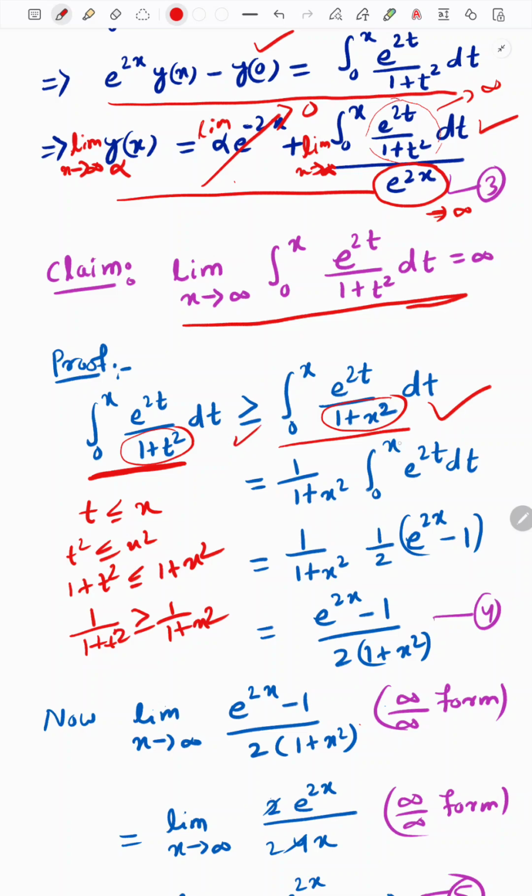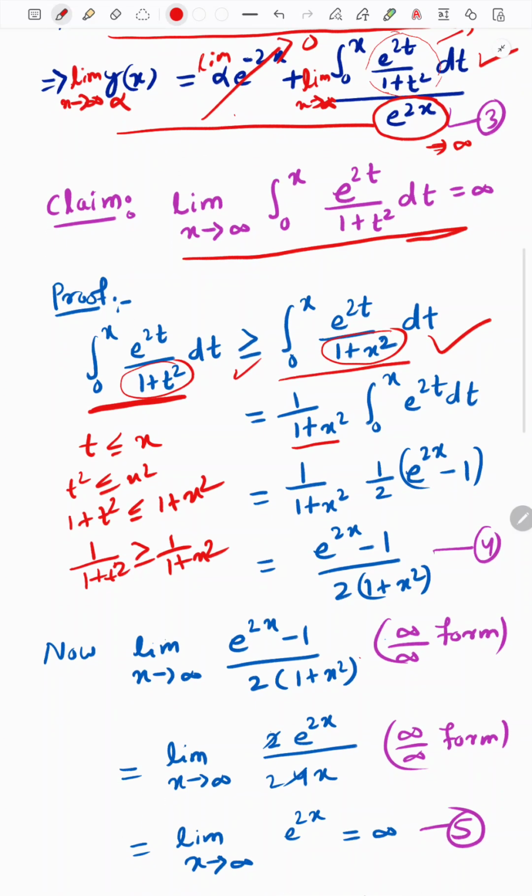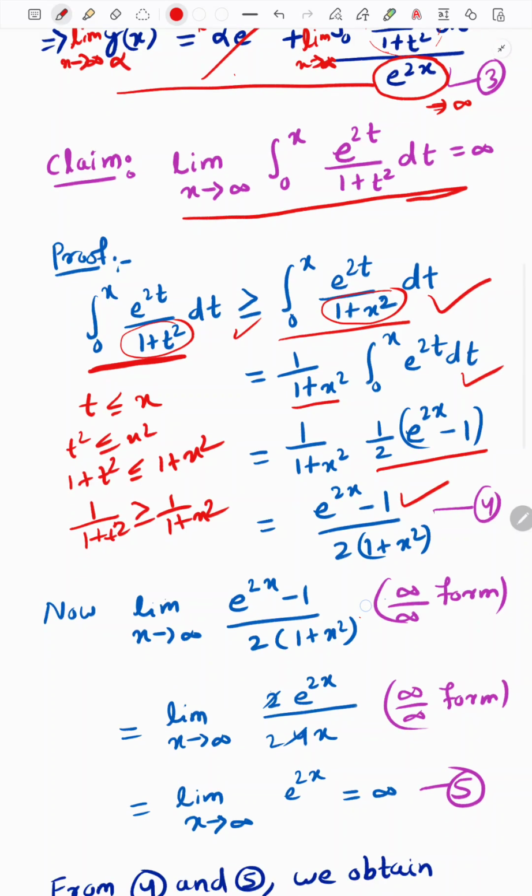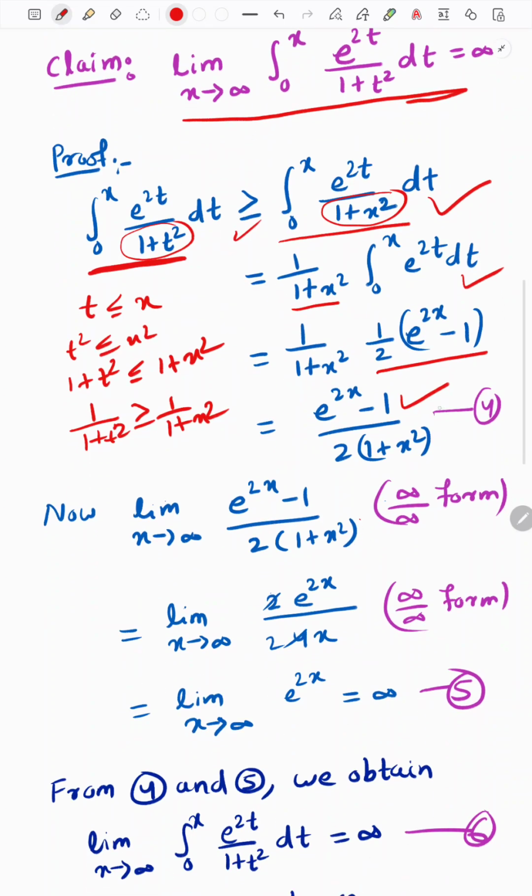Here 1 by 1 plus x square is independent of t, so it comes out of this integration. Then after evaluating this integration we will get this term, and this term is nothing but this. Okay, and this limit is equal to infinity after applying the successive L'Hospital rule, because the numerator value goes to infinity and the denominator value also goes to infinity, so it is in the infinity by infinity form. By applying the L'Hospital rule we reach this step.